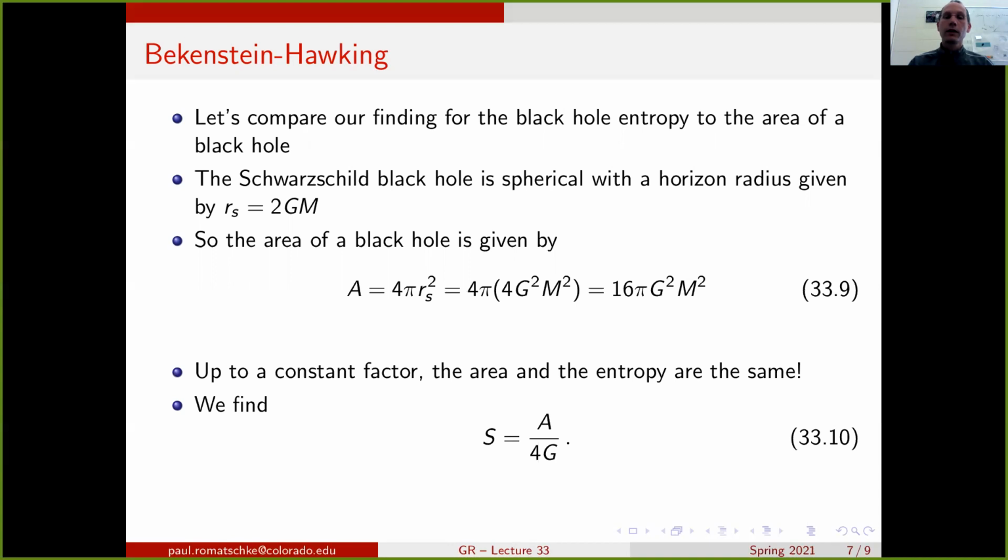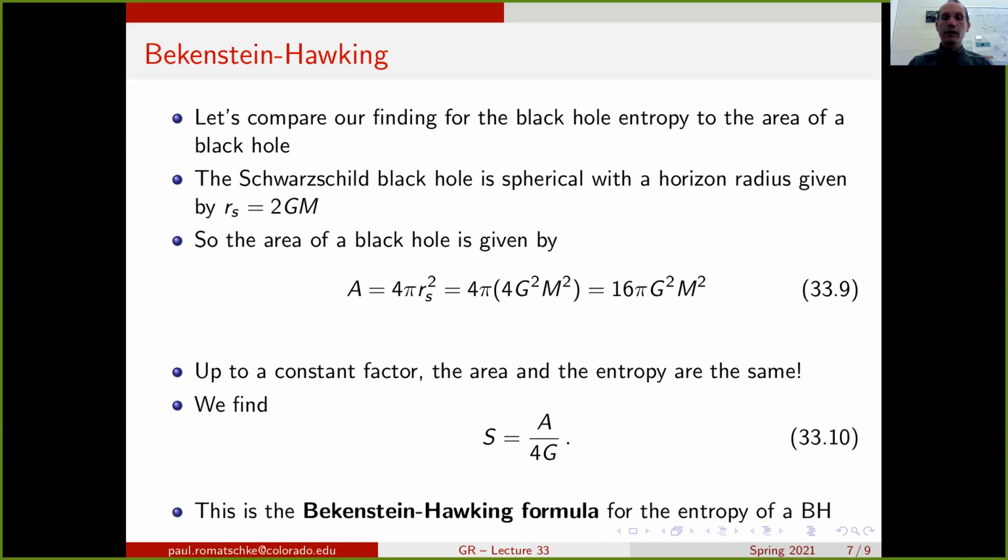This gives the relation that the entropy of a black hole is given by the area of the black hole divided by 4G. This relation is the so-called Bekenstein-Hawking formula for the entropy of a black hole, which says that whenever you want to calculate the entropy of a black hole, you just need to look at its area and divide by 4G. That gives a very straightforward way of calculating the entropy of a black hole.